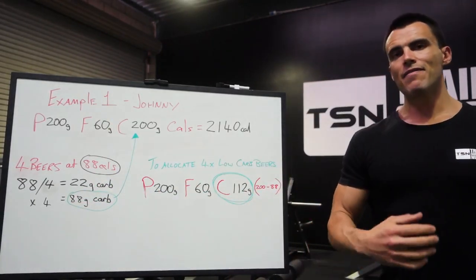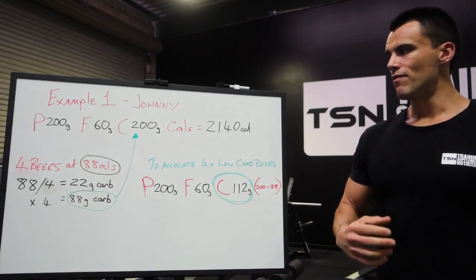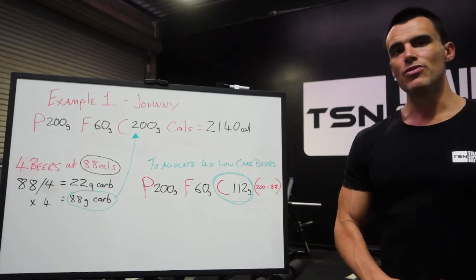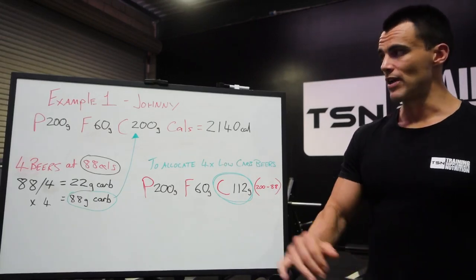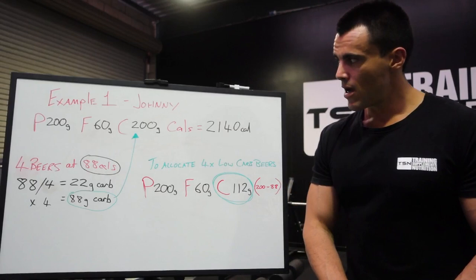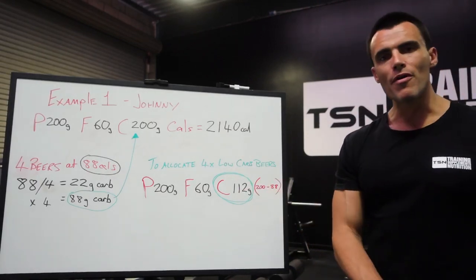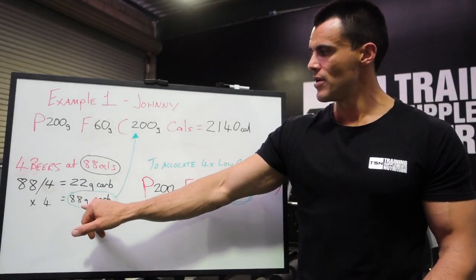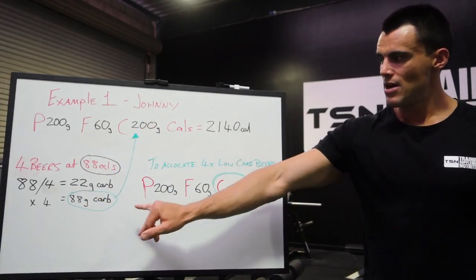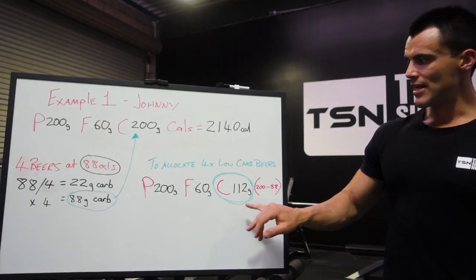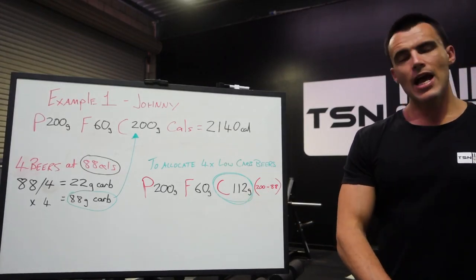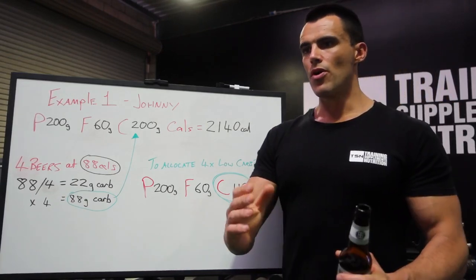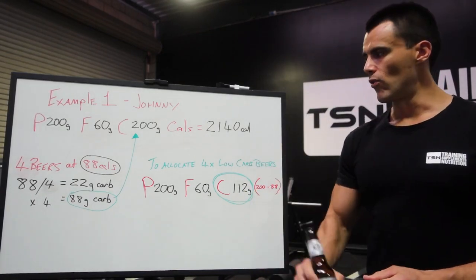He is not on enough fats to confidently rob those calories from fats. It's just going to be too difficult for Johnny, from my personal recommendation. So he has a relatively moderate amount of carbohydrates that we can take from, and that's exactly what we're going to do. 200 minus 88 gives us 112 grams of carbohydrates.